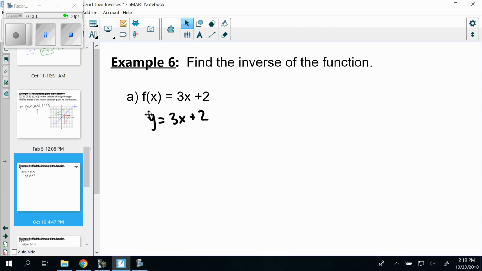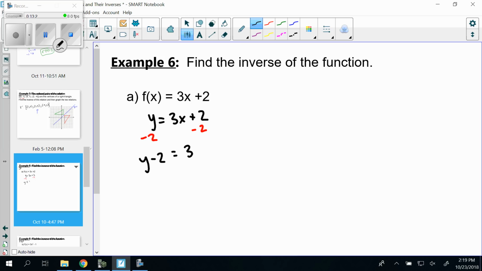So we want to do the opposite of everything over on this right side. So let's start by subtracting a 2. Now we want to get rid of the 3. It's being multiplied by 3, so do the opposite. Inverse does the opposite, so divide both sides by 3. And now we have x equals (y minus 2) over 3. That would be the inverse function of this one.